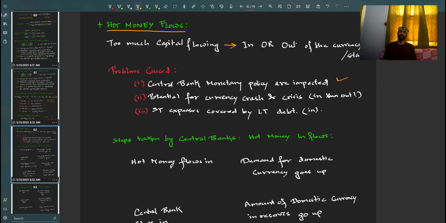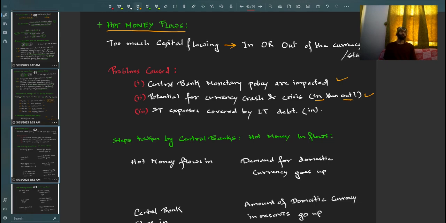Right? The second problem, potential for currency crash and crisis. Firstly, if hot monies are flowing in, that causes overshooting. And when the currency overshoots, there ensues the chance of currency crash. And currency crash means there can be crisis at all levels of the financial segment, which may ultimately lead into non-financial segment crisis also. Potential for currency crash and crisis, right? Because currency first flows in, then overshoot happens, then it starts to flow out, right?